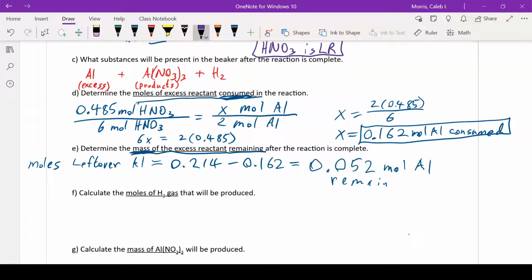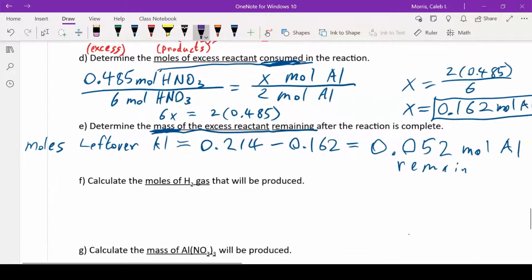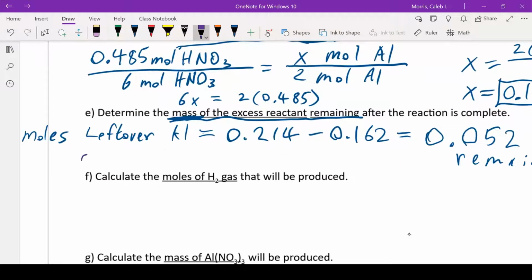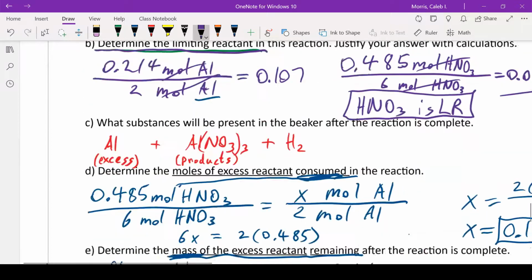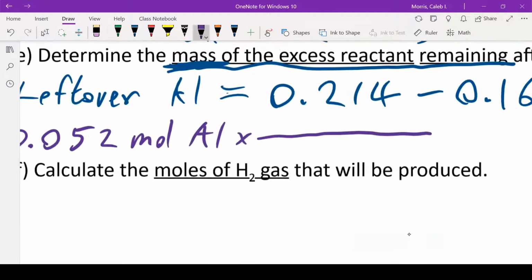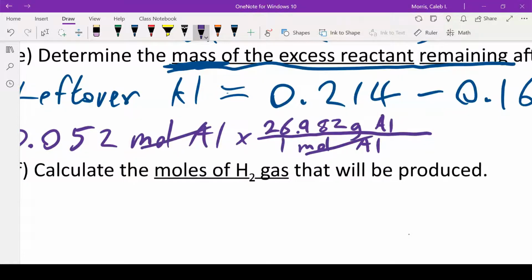Now that I have the moles that remain, I need to convert it to grams. So I'm going to put 0.052 moles of aluminum, and I'm going to multiply that by the molar mass of aluminum, which we have up here at the top, 26.982 over 1 mole of aluminum. So we're canceling out our units.